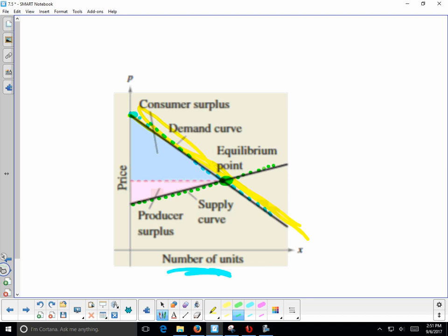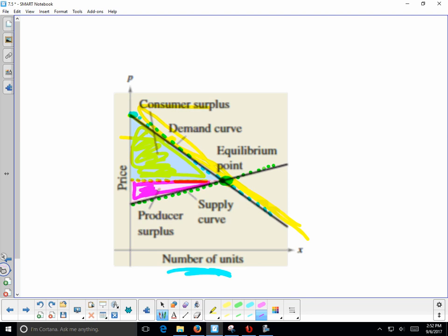This area up here, this little triangle, is what's called the consumer surplus. The consumer surplus is what the consumers would have paid above what they actually paid. In other words, there are people who would have paid this price, but they didn't have to because they ended up paying this price here. So this is the consumer surplus. Down here is the producer surplus.